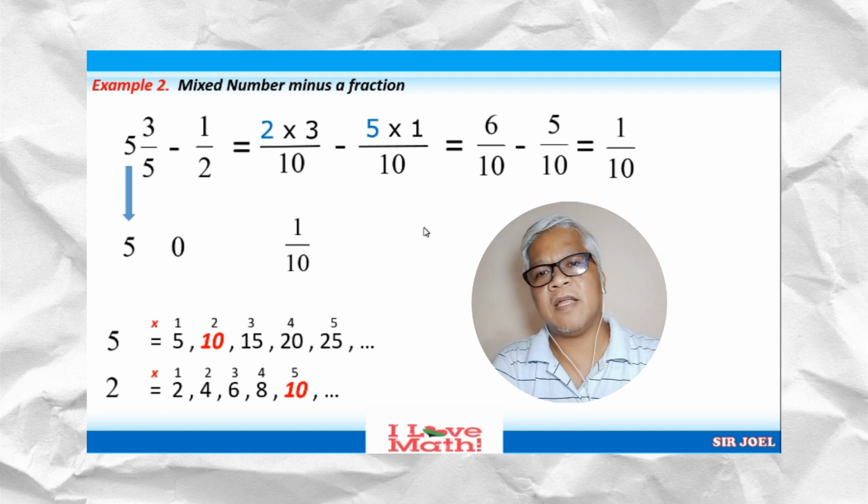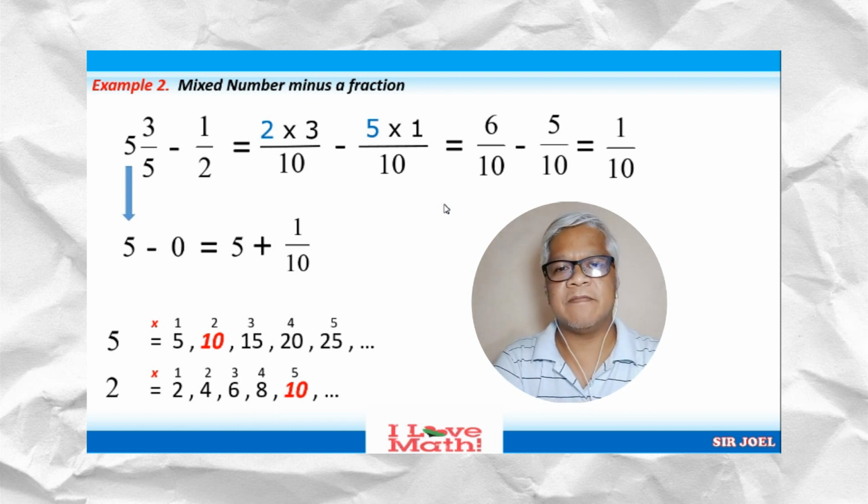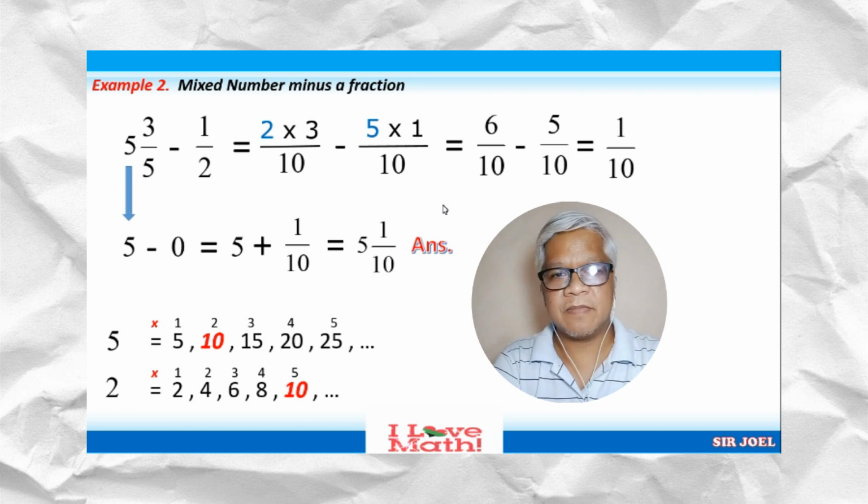And then, since we do not have a whole number in 1 over 2, katulad ng sabi natin, we can represent the whole number of 1 over 2 by 0. Then get the difference of 5 and 0 to get 5. Then your answer 5, i-add dun sa iyong fractional part answer na 1 over 10. So what is 5 plus 1 over 10? It is simply 5 and 1 over 10. Therefore, ang answer dun sa 5 and 3 over 5 minus 1 half is equivalent to 5 and 1 over 10.